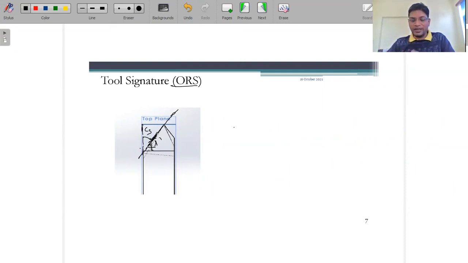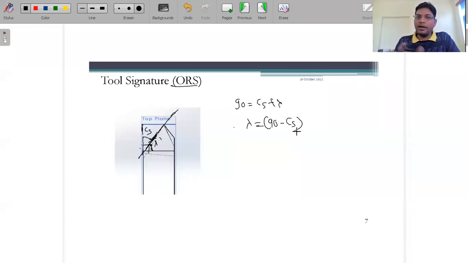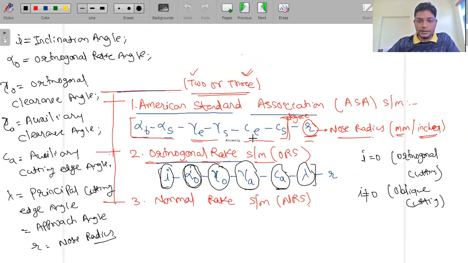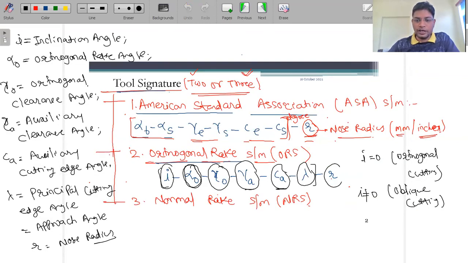If we want to define the relationship between lambda and CS, the total angle is equal to 90 degrees. CS plus lambda equals 90 degrees. So lambda is 90 minus CS. Whatever side cutting edge angle CS you kept in the ASA system, 90 minus that will be the approach angle in the ORS system, or the principal cutting edge angle. And R is nothing but the nose radius, which is measured in mm or inches.